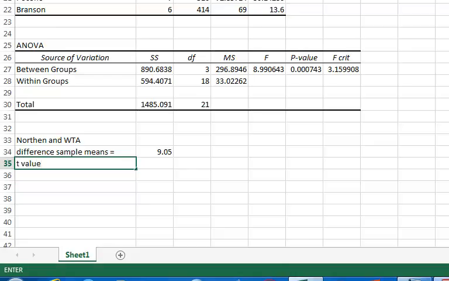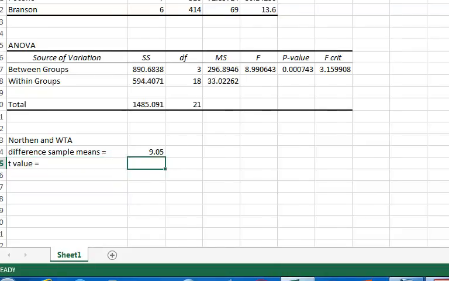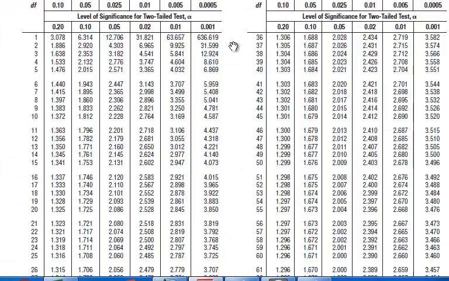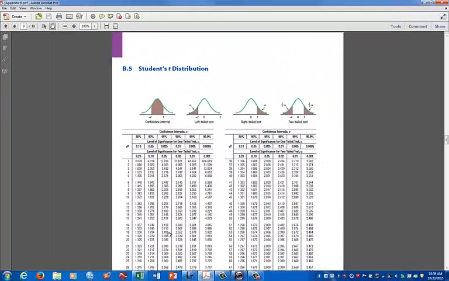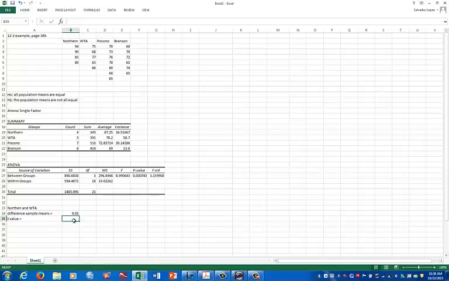The t-value is equal to what? Well, if we look at our table, 0.05 two-tailed test, this is a copy of the t-distribution, and 18 degrees of freedom, we use 2.101. Why do we use 18 degrees of freedom? 18 degrees of freedom is the degrees of freedom for the MSE, okay? And remember, in this case the degrees of freedom is n minus k, a total of 22 minus 4 airlines, and that'll be 18.